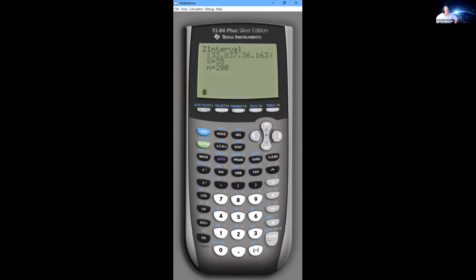And when I hit enter, do you see that 33.84 and the 36.16? That's what I rounded off. Do you see the same interval has appeared? And for added information, don't they just tell me what the mean and the sample size is anyway? But I knew that, so you're not telling me anything I don't know.